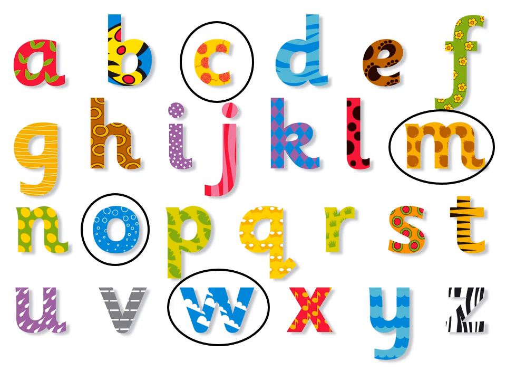I have circled four different letters. Can you tell me their letter names? Not the phonemes, not the sounds they make, but their letter names. The first one was C, the next is M, the third is O, and the last one is W. Did you get them right?